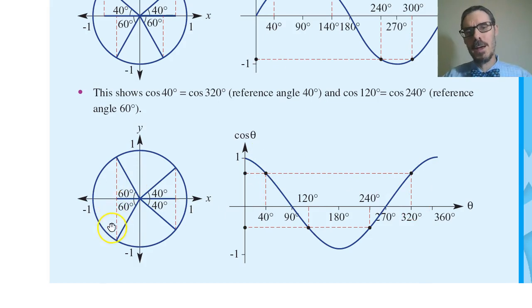Same thing happens over here. The cos of 180 minus 60 is the same as the cos of 180 plus 60. 180 minus 60 is 120, which has the same x coordinate as 240. So cos 120 is the same as cos 240.